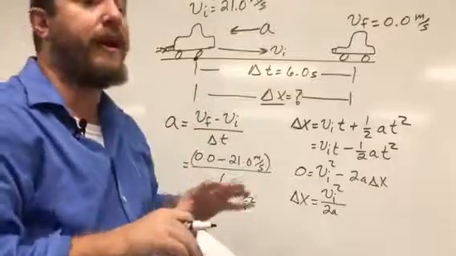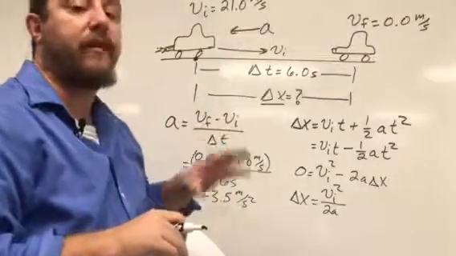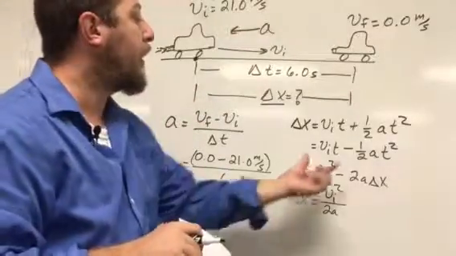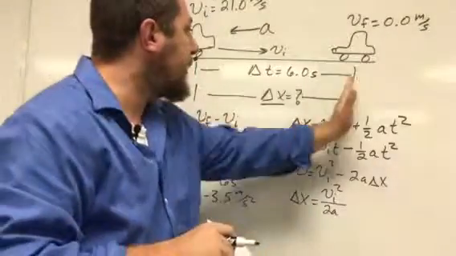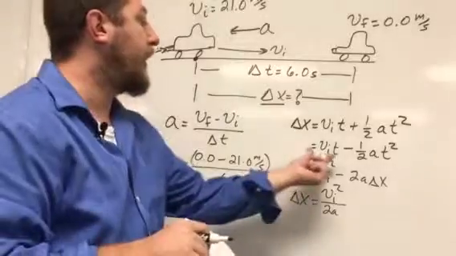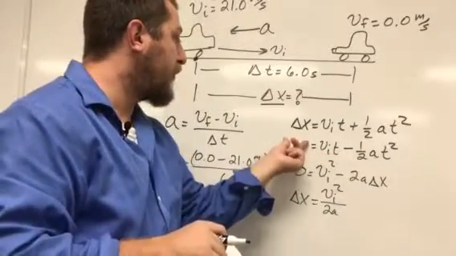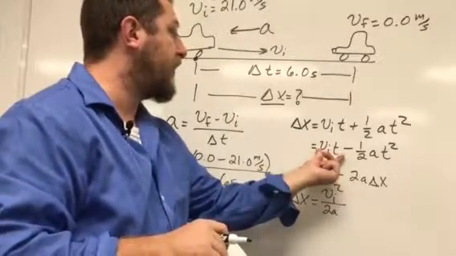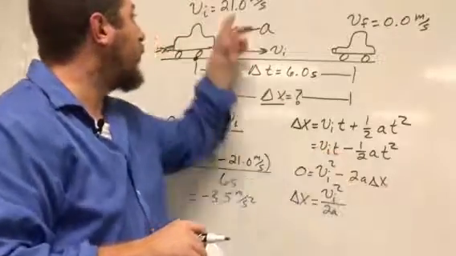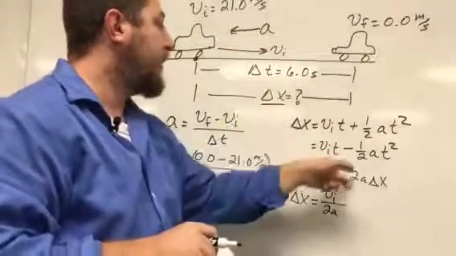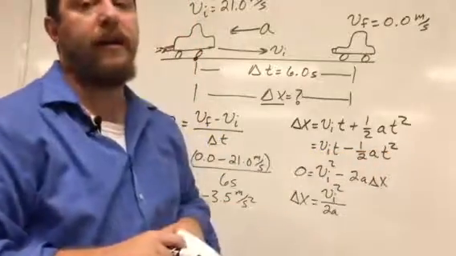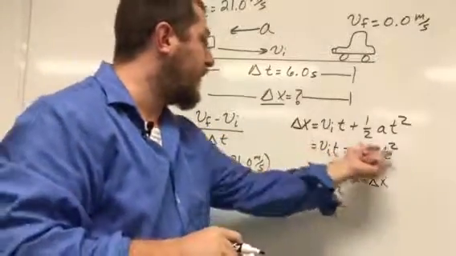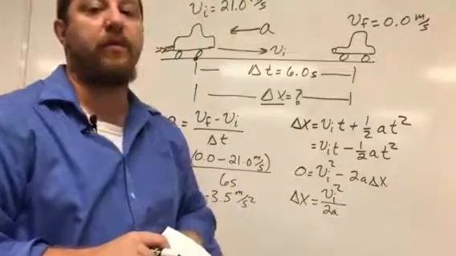This is where the vector nature of the acceleration and velocities is starting to come into play, okay? But my displacement should be positive because I'm moving in the same direction that my velocity is moving, and therefore my overall displacement should be positive, and it's going to be positive because 21 times 6 is larger than 3.5 times 6 squared, and then cut that in half. So either way I do it, my displacement is going to be positive.